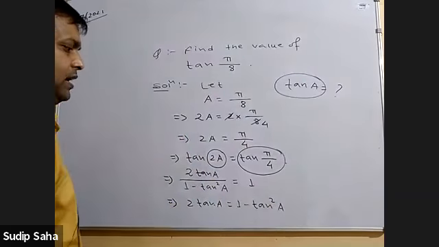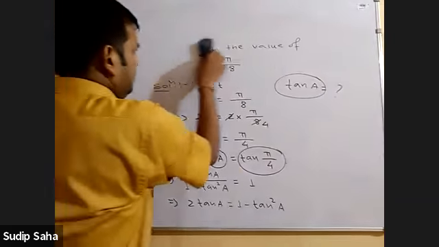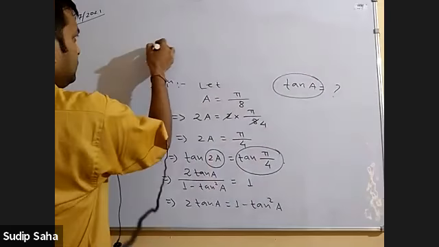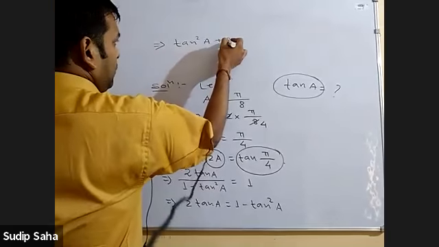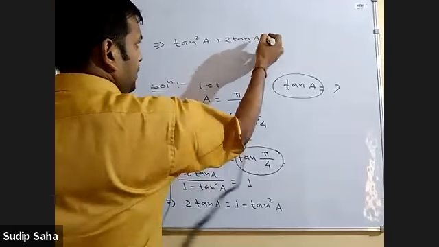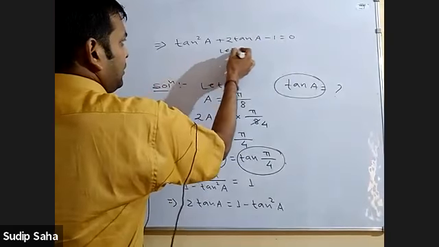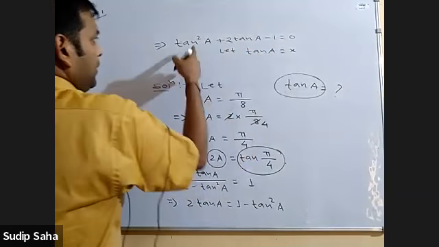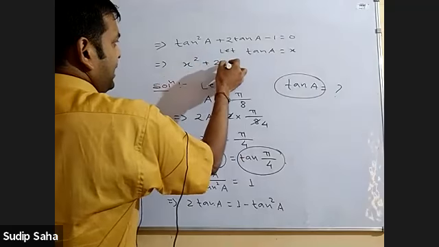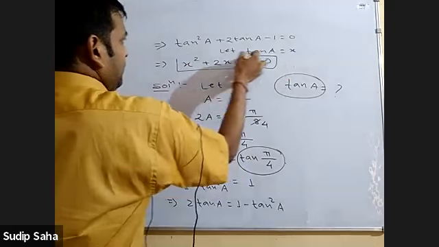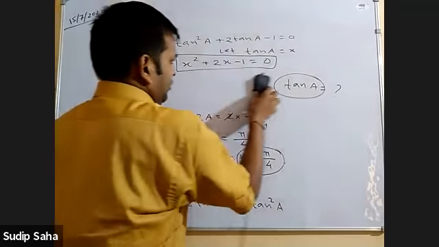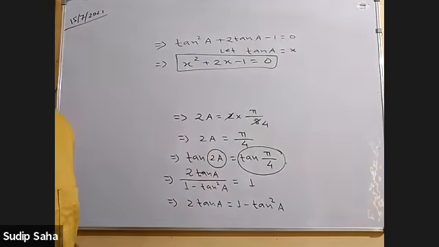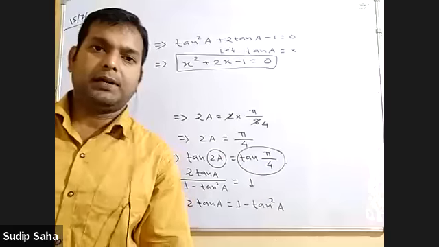1 minus tan square A equals 2 tan A. So take all these terms to this side, it will become a quadratic equation. Tan square A, this side it will be plus, now it was minus, then 2 tan A, and take 1 to this side, it was plus, now it will be minus. Now again let tan A equal to suppose x. So this will be x square plus 2x minus 1. Can you tell me the name of this equation? Quadratic equation, very good. Can you tell me whether splitting the middle term is possible or not? Just analyze.